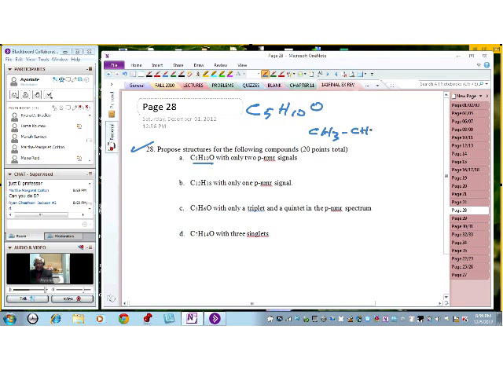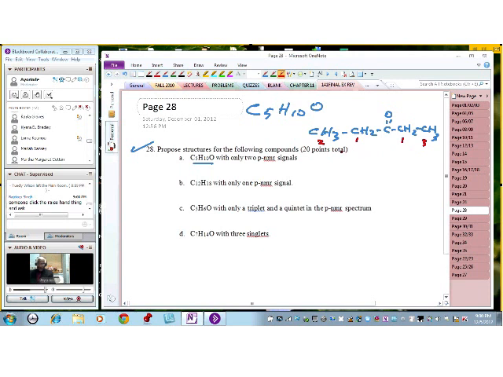So I would say, okay, this is a possibility. That's a possible structure, in which case you have 2 types of hydrogen here. These are equivalent, and then this methyl and this methyl are equivalent. So you are going to get 2 proton NMR signals.